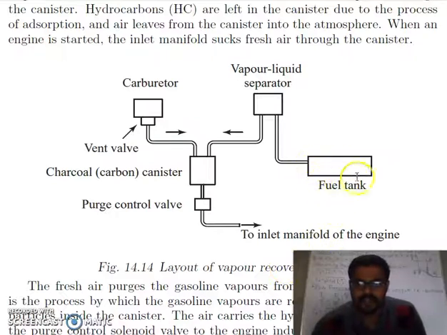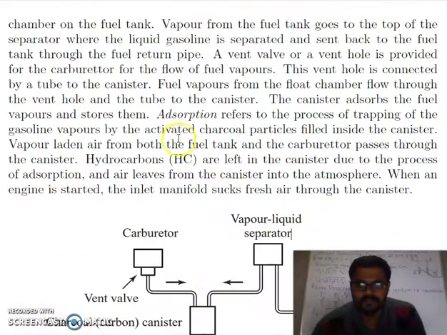This is your fuel tank here. So this pipe will go to a vapor liquid separator, which will separate liquid and vapor. The liquid will be sent back to the fuel tank, and the vapor will go in this line. Vapor from the fuel tank goes to the top of the separator, where liquid gasoline is separated and sent back to the fuel tank through the fuel return pipe.